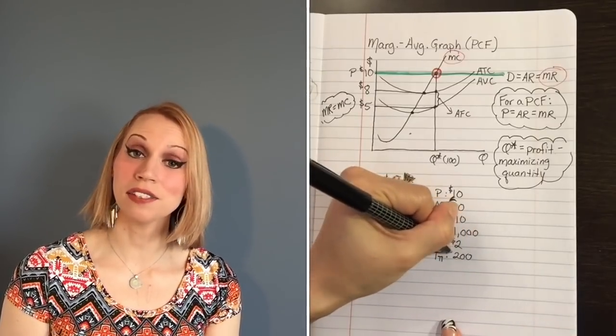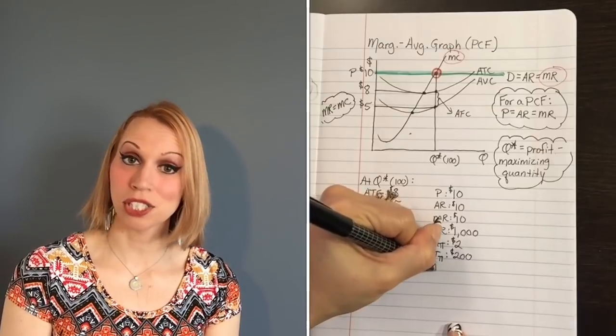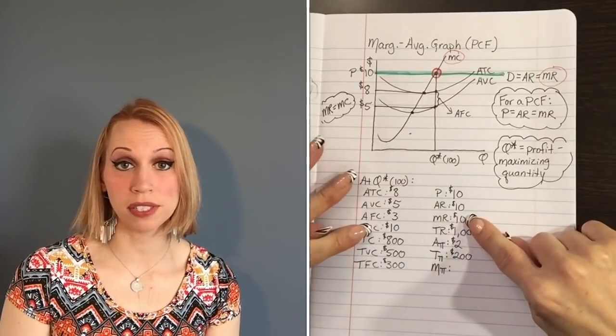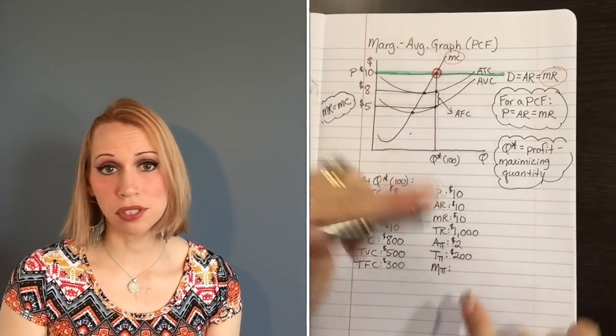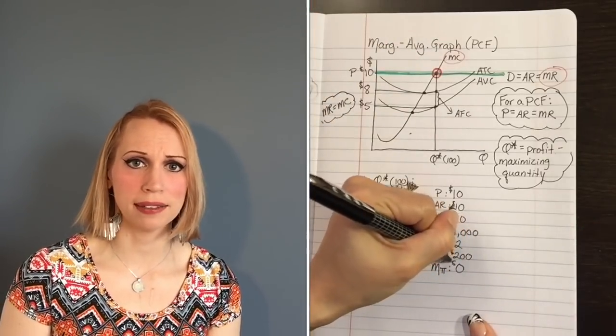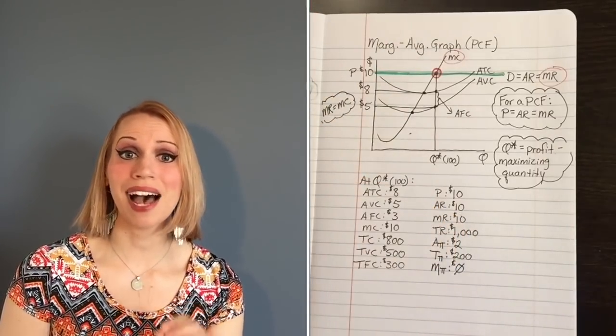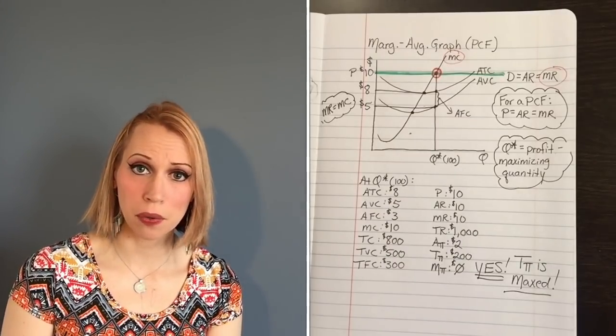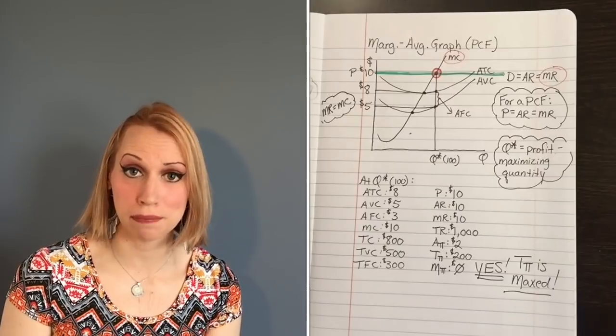Then finally, let's find marginal profit. That's just marginal revenue minus marginal cost. Our marginal profit is 0. Sometimes students look at that and they're like, oh gosh, that's bad. No, guys, that is ideal. Because remember, if your marginal profit is 0, that means that your total profit is maximized.